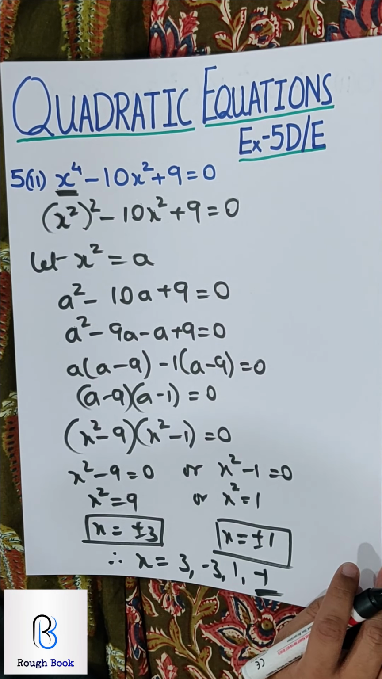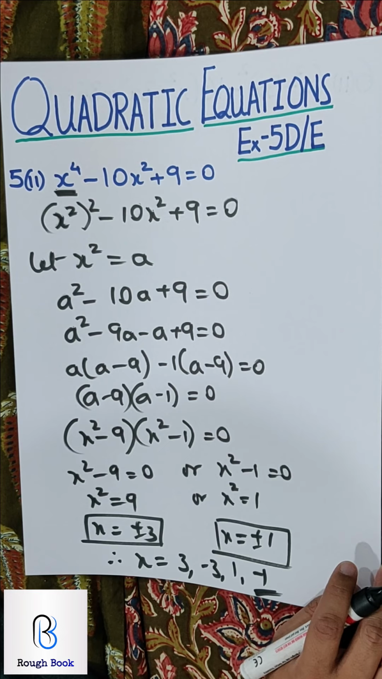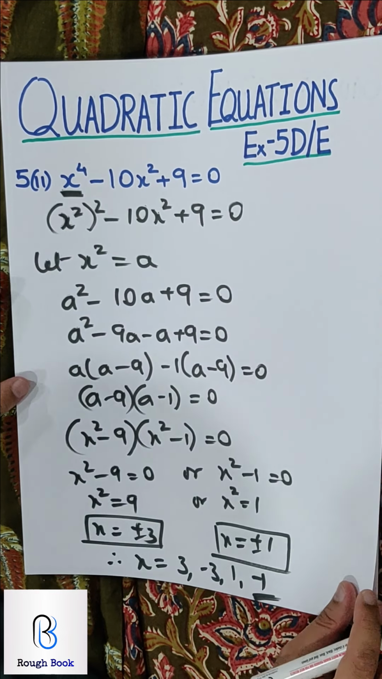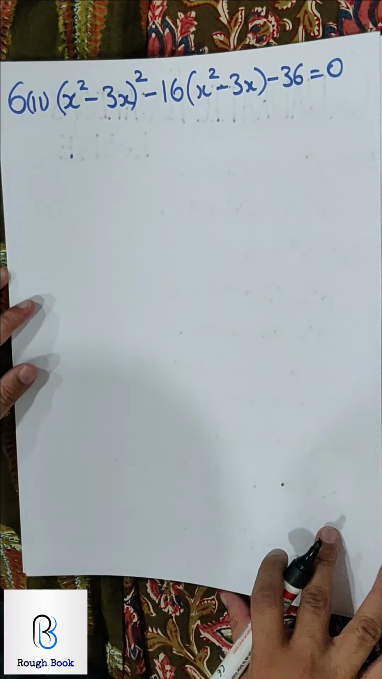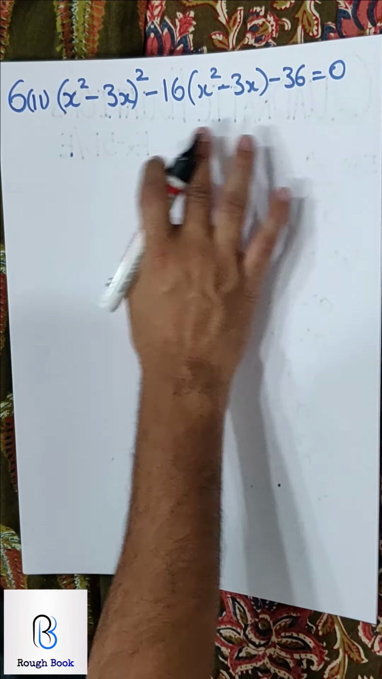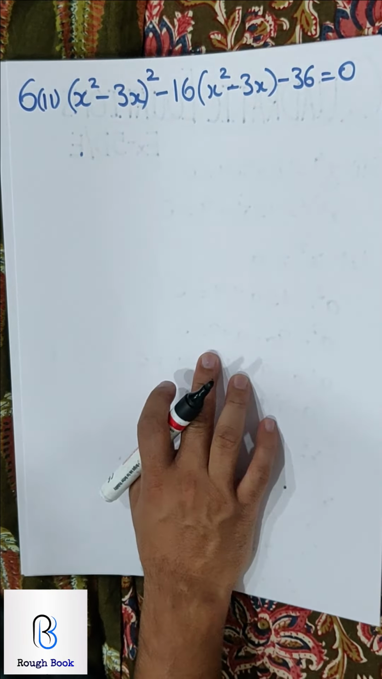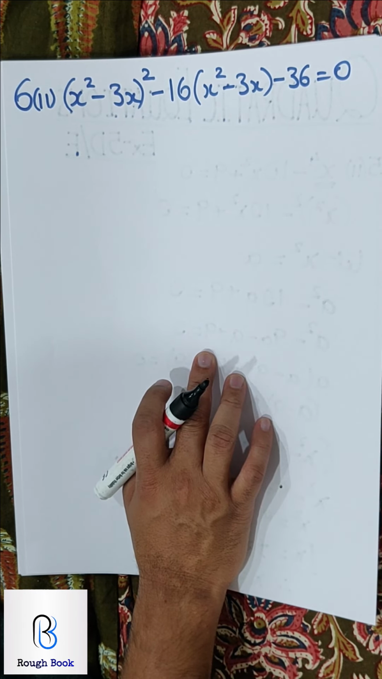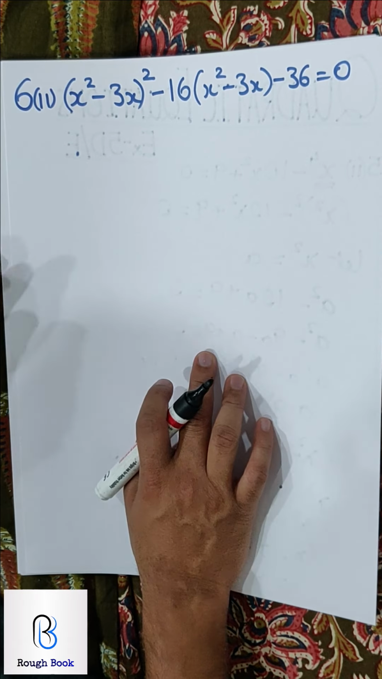How many hands go up who managed to get the same answer? Yeah, that's good. Come on, let's go to the next question. I want you to try sum number 6 part 2. Look at the question. Obviously you are going to substitute this as a, and then in the end you will resubstitute it back. So go ahead, get me the answer to this one.